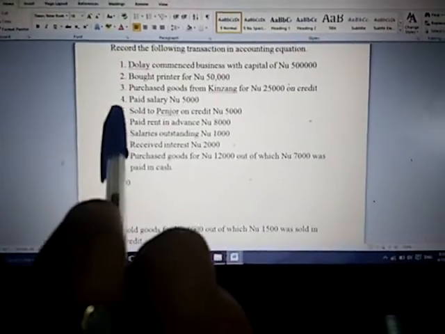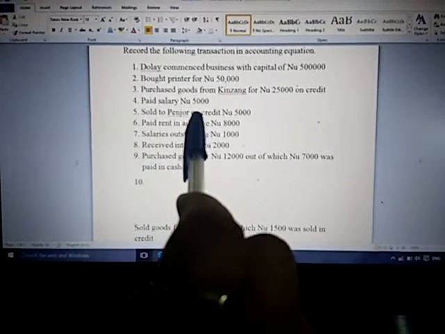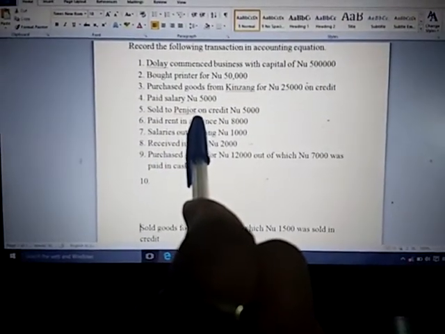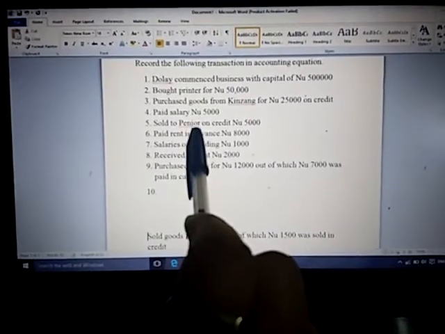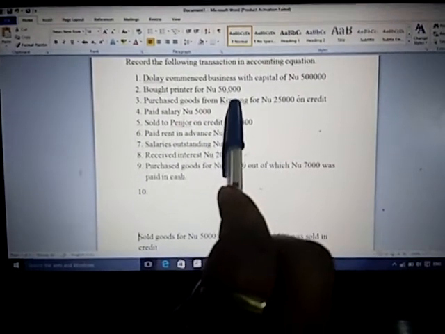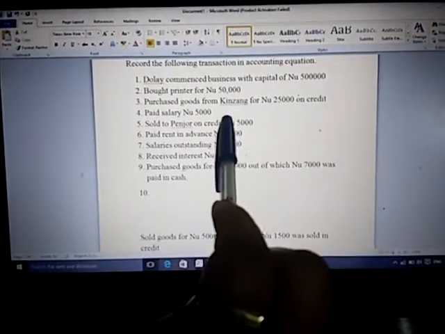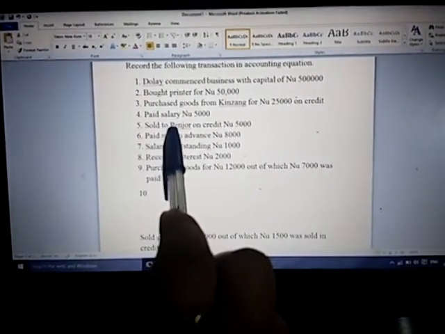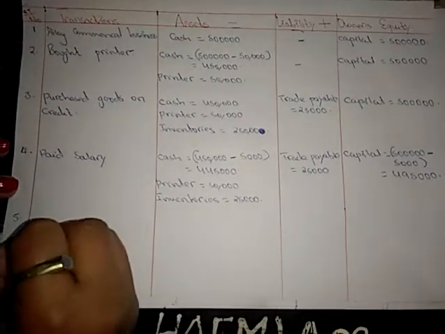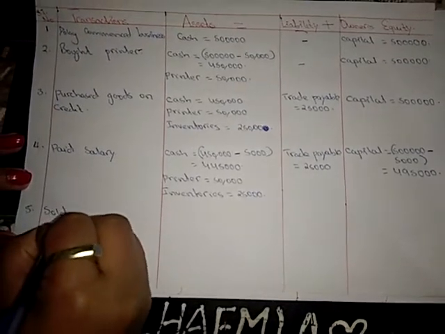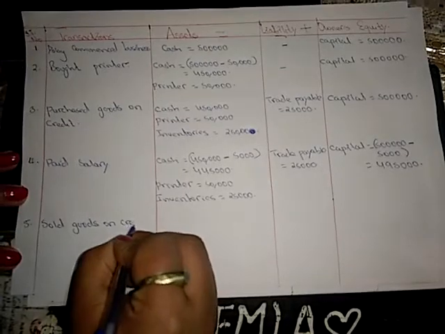So whenever you sell goods on credit, it gives rise to trade receivables. So trade receivables is always an asset, but when you purchase goods on credit, that is trade payable and it is always a liability. All right, so I'll now teach you how to put this in the accounting equation. Transaction number 5, sold goods on credit.